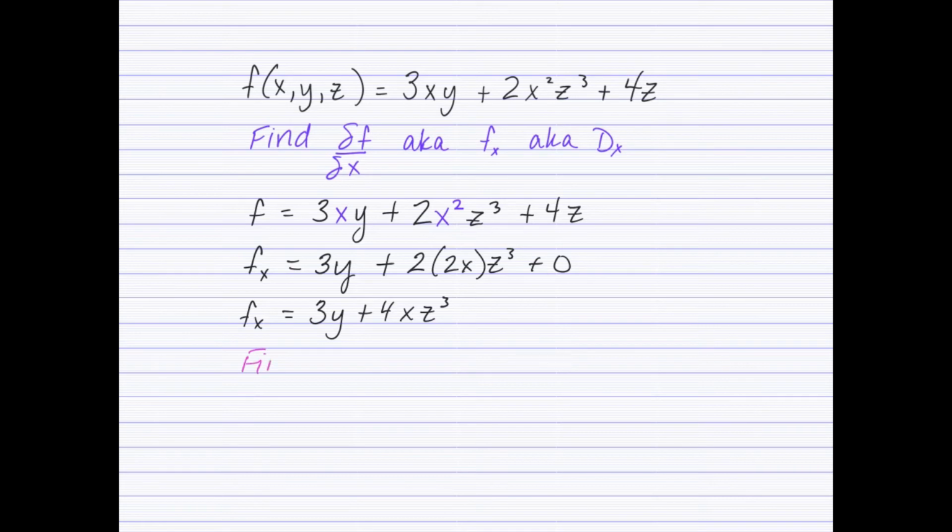So the mind shift is pretending that those other variables are constants. You just treat them just like it was a number. So you're going to do the same thing. I'm going to rewrite the z's in pink now, and everything that isn't in pink is going to be treated like a constant.